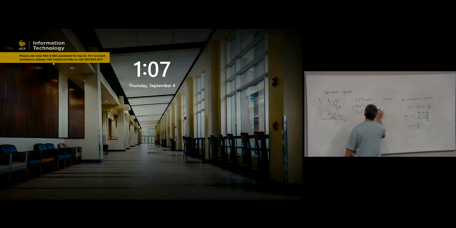We have the ideal engine. If we only have two heat sources, this is the engine, this is work. We take some heat from T1 and we release some heat back to T2.